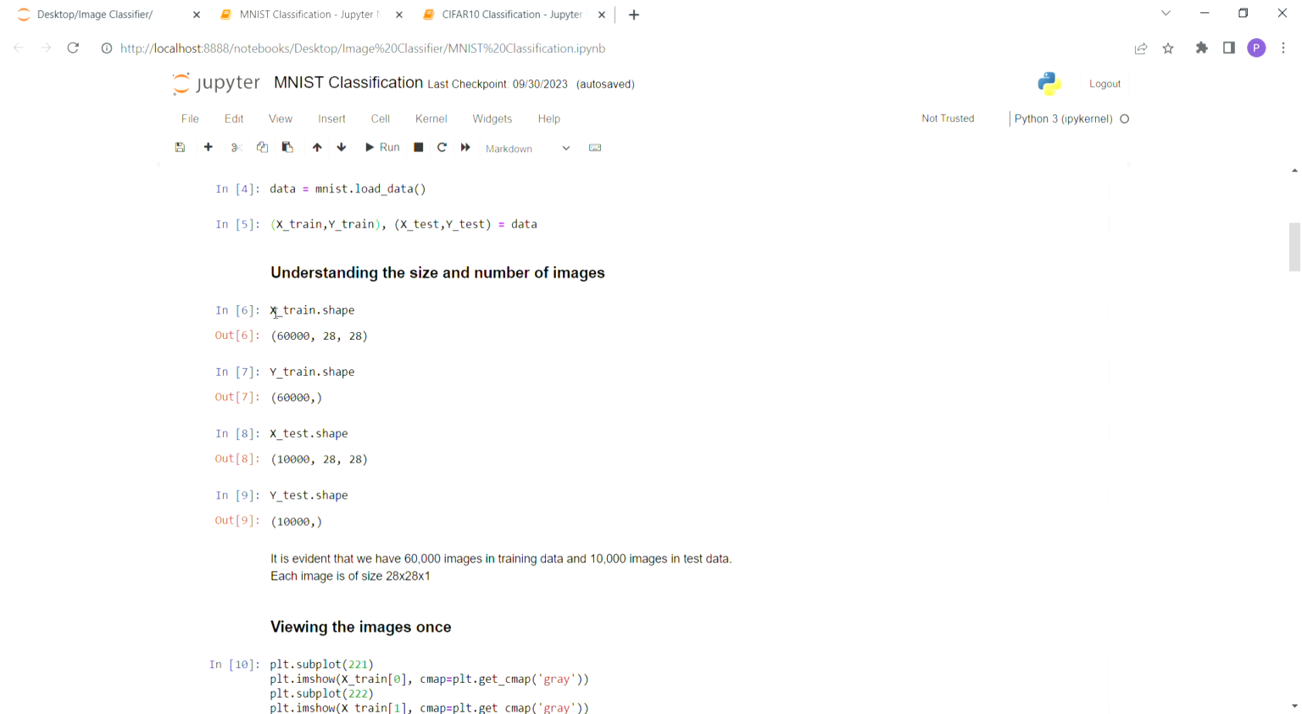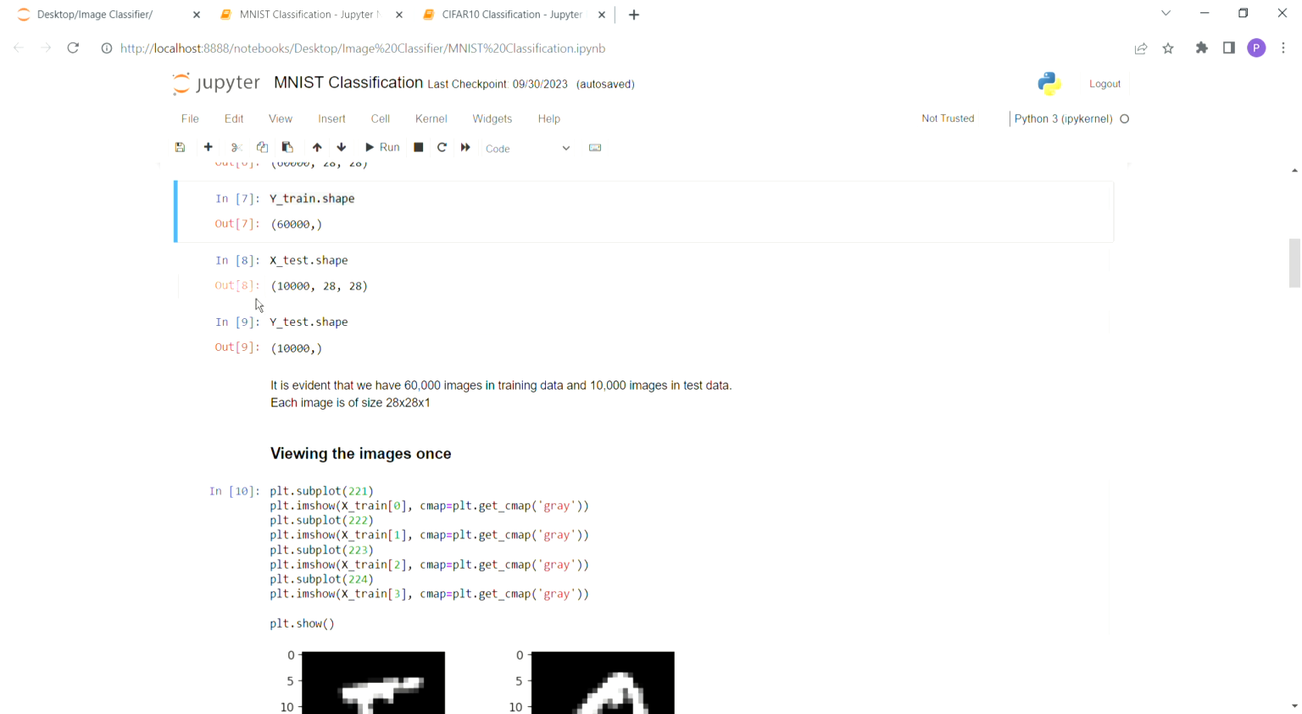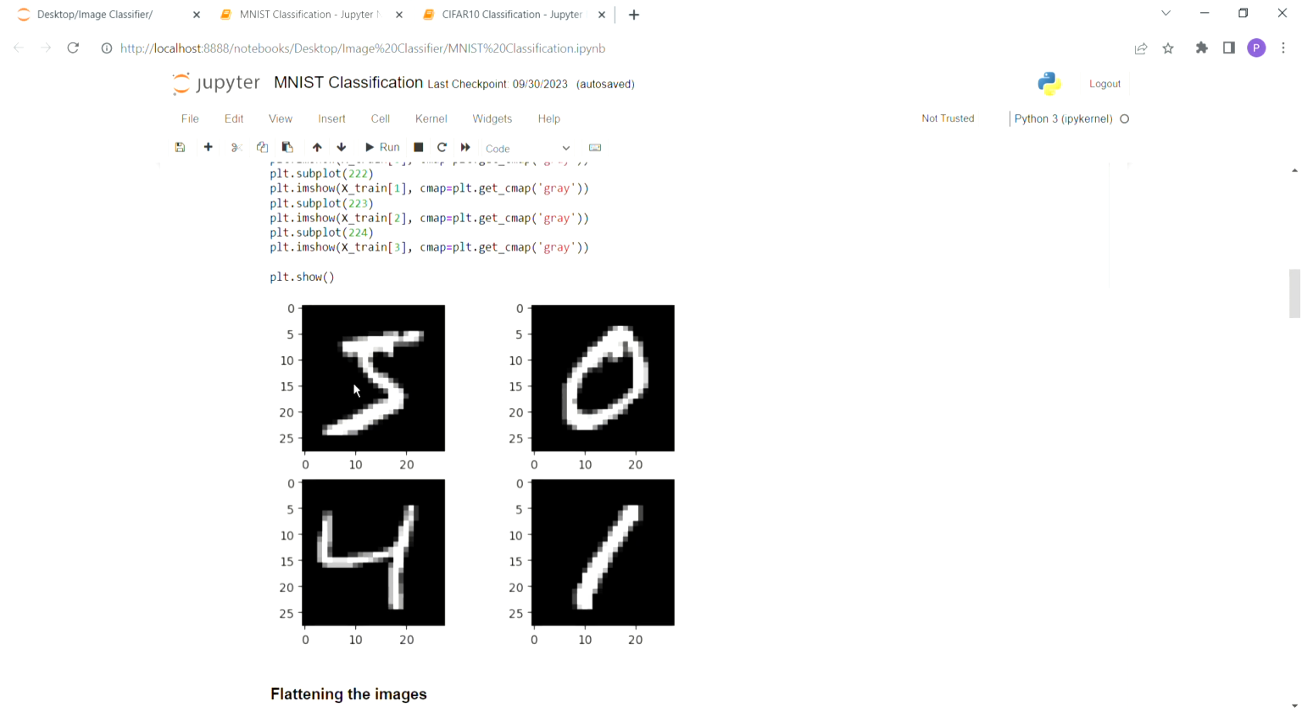So firstly we will be seeing this only. The training data consists of 60,000 images, each of dimension 28 cross 28. Similarly, each data point has one label, which is just a single dimensional thing. Similarly, the test data consists of 10,000 images and so on. So we'll first try to visualize the images. It looks something like this.